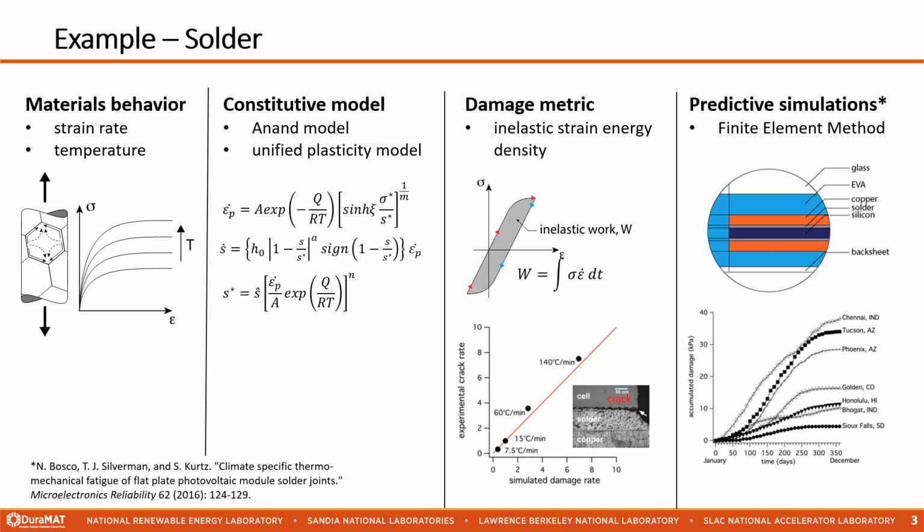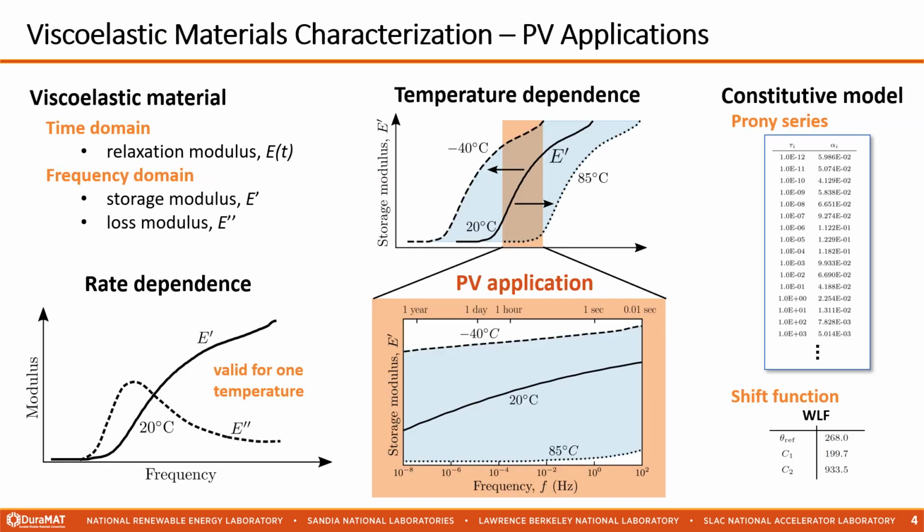Let's consider solder as an example. In order to predict the long-term performance of solder, the material behavior had to be characterized, constitutive models had to be formulated, and damage metrics needed to be identified. With this information, it was possible to conduct predictive simulations with the help of the finite element method to simulate the accumulated damage in solder joints over the course of 1 year at different locations around the world. In the remainder of this presentation, I'm presenting our efforts in recreating this process for electrically conductive adhesives.